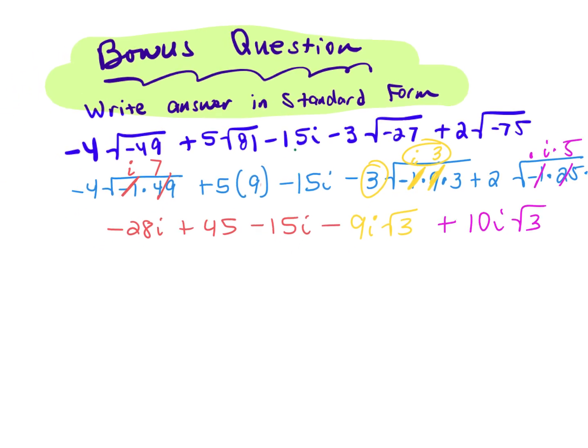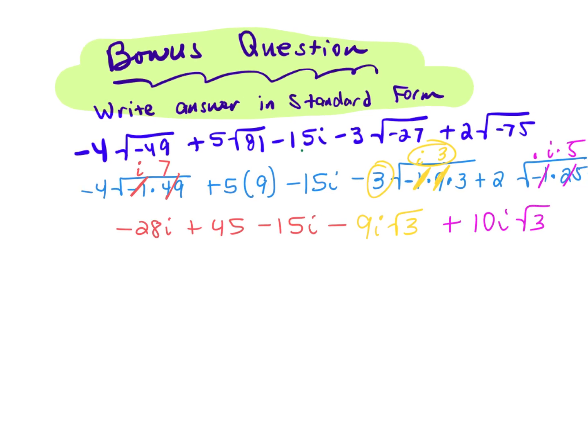Everybody with me? Now you can combine anything that's imaginary with anything that's imaginary. You can combine imaginary with roots if they have the same root, that sort of a thing. So this is just seeing if you guys are paying attention. What should come first? The real, the regular number. So I have positive 45. Is there anything else that's real? No, so you have 45. Now it doesn't matter. You just put the imaginary second.